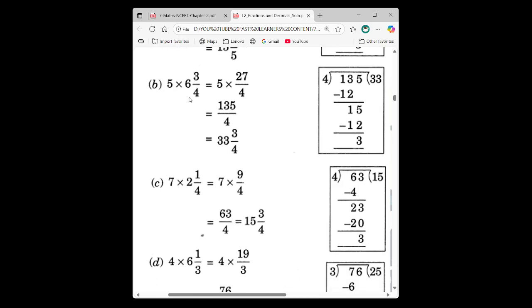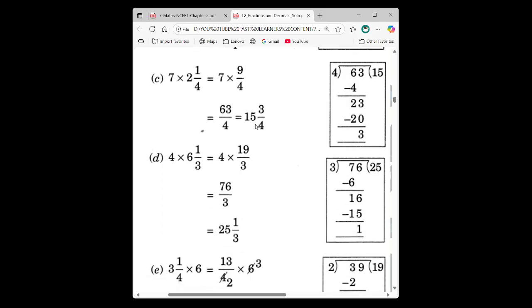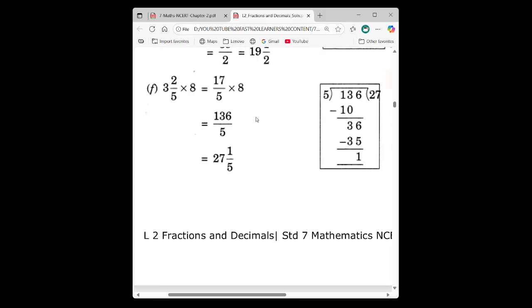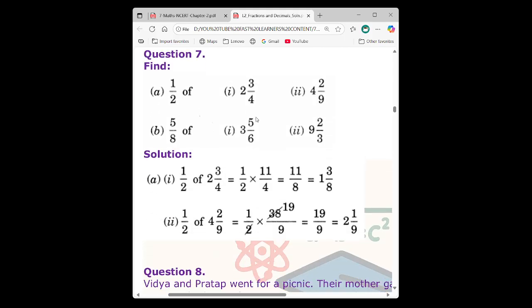Another question, let's see. Here 6 whole 3 upon 4 is given as mixed fraction. What we will do, 6 4s are 24. 24 plus 3 is 27. So here 27 upon 4 will come, and you will follow the same procedure. All the other questions, same procedure you have to follow.